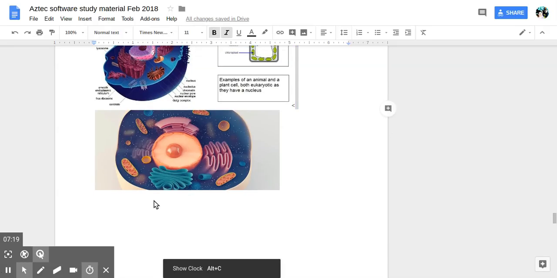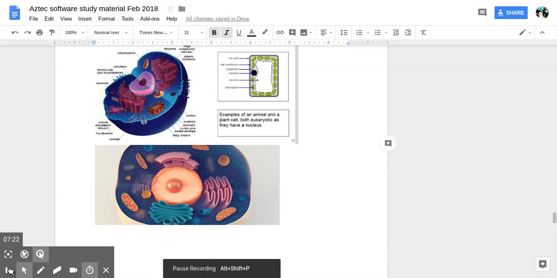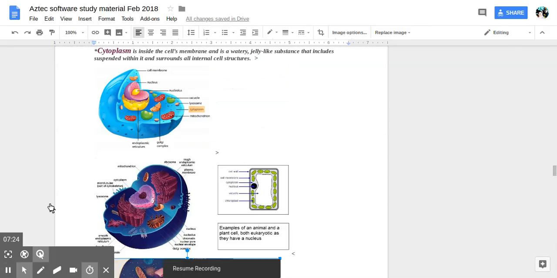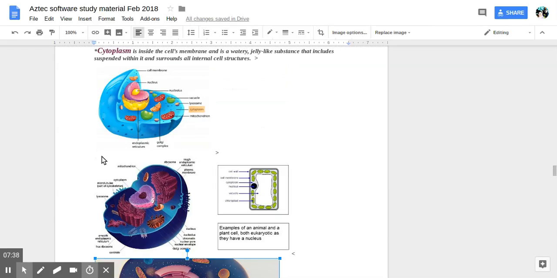I gotta give your notes a break. Hi. We took a short break. We're gonna continue reading. I had to look up some stuff for my notes. So I believe we are here at the cytoplasm section.